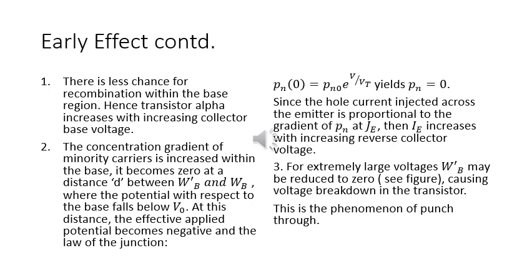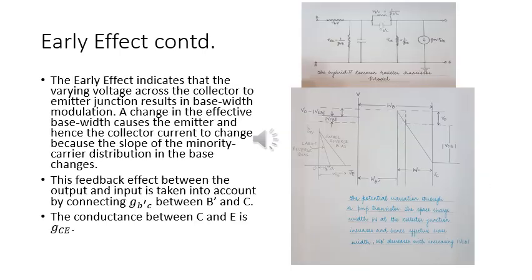It becomes zero at a distance between WB' and W, where the potential with respect to the base falls below V0. At this distance, the effective applied potential becomes negative and the law of the junction, pn(0) equal to pn0 e to the V by VT, yields pn equal to 0. Since the whole current injected across the emitter is proportional to the gradient of pn at JE, then IE increases with increasing reverse collector voltage. Third, for extremely large voltages, WB' may be reduced to 0, causing the voltage breakdown in the transistor. This is known as the phenomenon of punch-through.